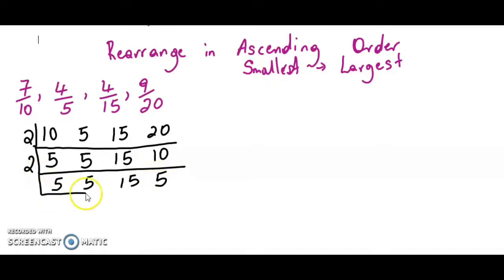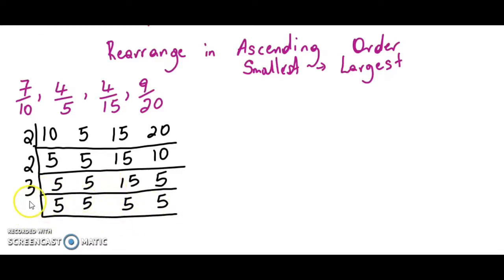My next prime number is 3. Can 3 go into any number here without leaving a remainder? Yes, it can go into 15. So I'm going to put my number 3, rewrite 5, 5, 3 into 15 goes 5 times, and I'm going to put back my number 5 there.